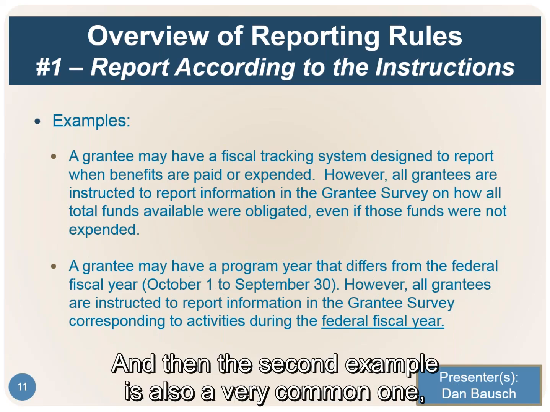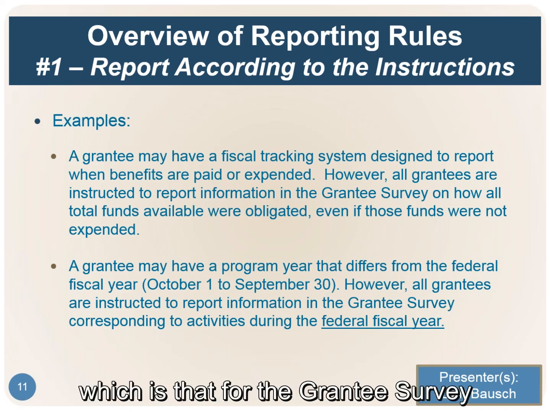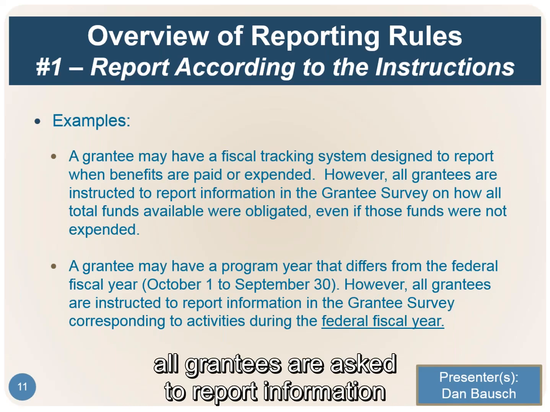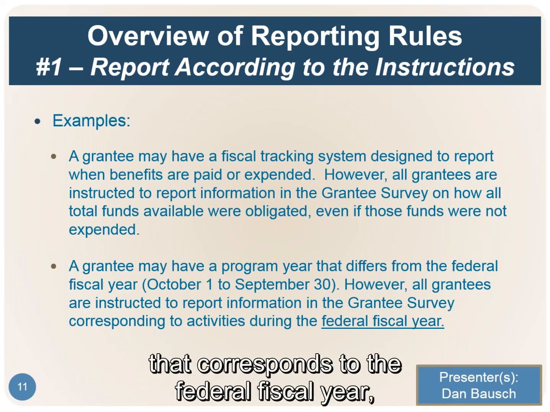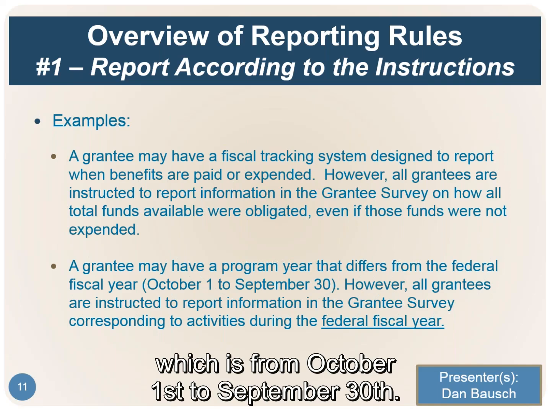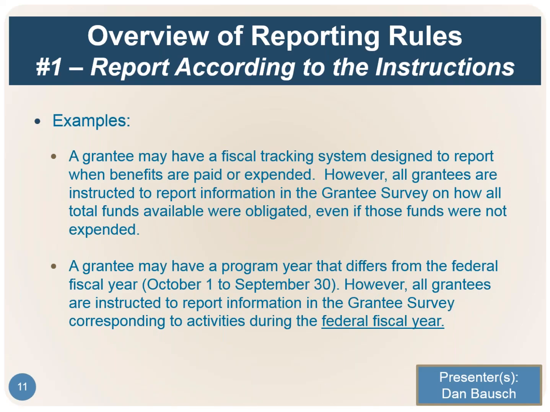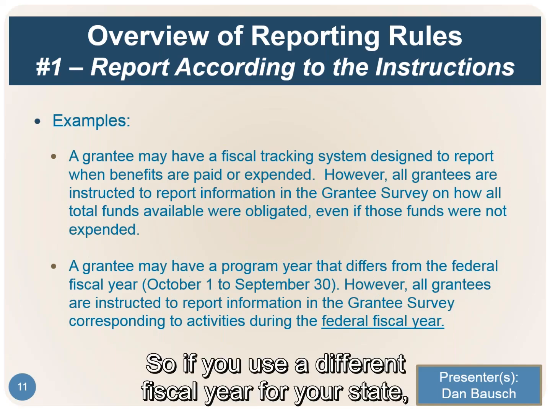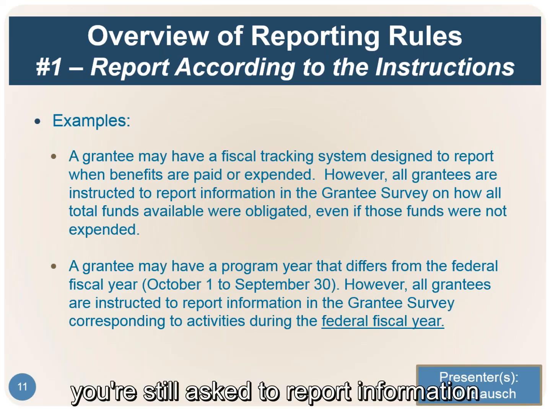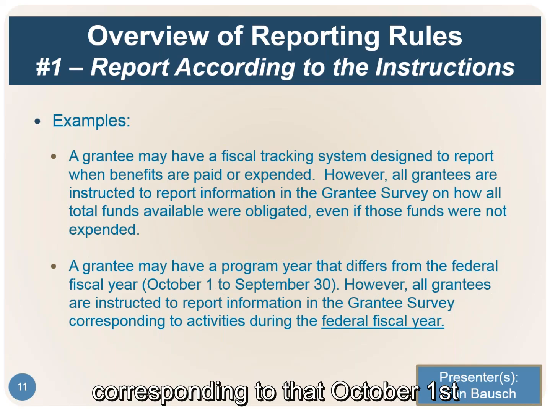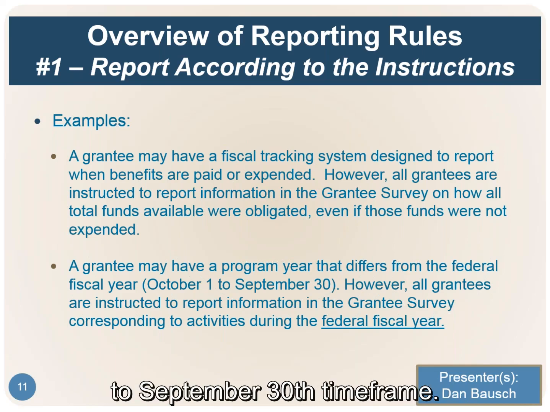And then the second example is also a very common one, which is that for the grantee survey, all grantees are asked to report information that corresponds to the federal fiscal year, which is from October 1st to September 30th. So if you use a different fiscal year for your state, you're still asked to report information corresponding to that October 1st to September 30th time frame.